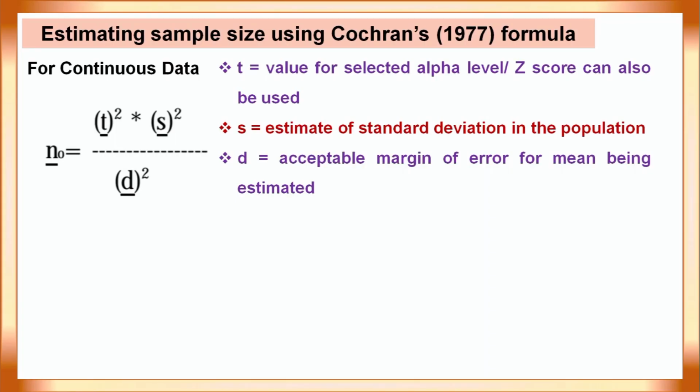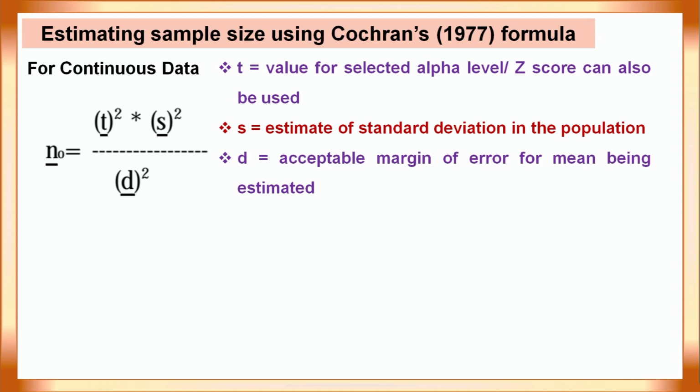As I told, most of the formulas used for sample size determination are based on the Cochran formula or a derivation of the Cochran formula. In later stages different researchers modified the formula, but the basic idea was Cochran's. So, the Cochran formula, the first formula.